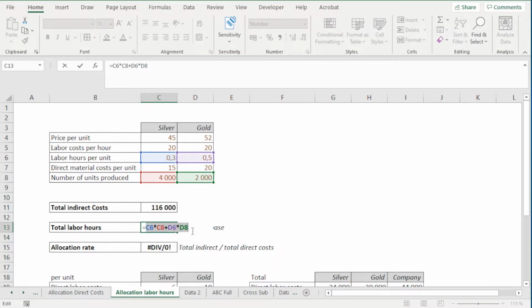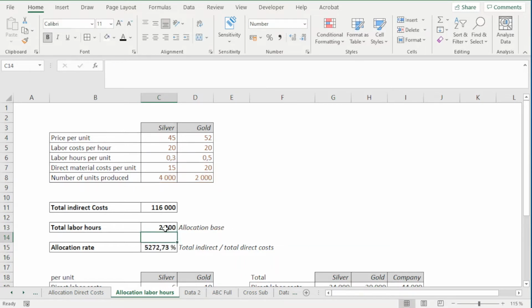We could simply apply the sum product function. And then we take again these labor hours per unit as one list of numbers, and we multiply each element, and then we add up over all the elements with this number of units produced. So if there are many products, the sum product function comes very handy. So we've got here 2,200 labor hours.